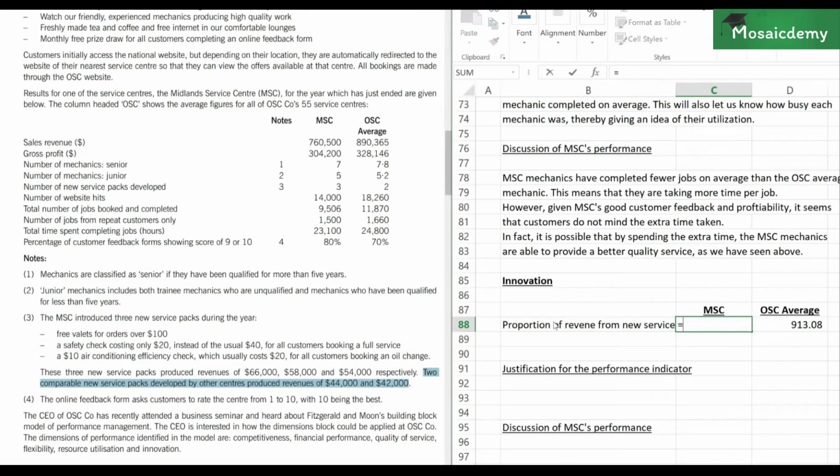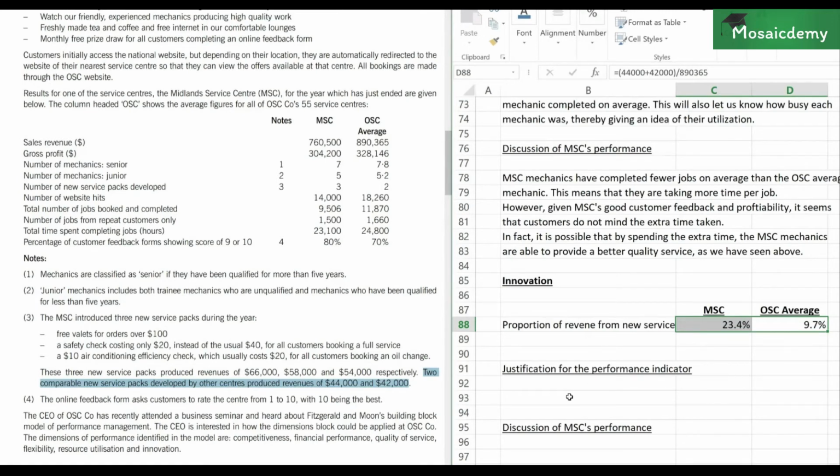So for MSC, there's 3 new service packs, so 66,000 plus 58,000 plus 54,000 over 760,500. So 0.23. It's a percentage. We'll just format this. Let's just calculate it for both. And over here, it's going to be 44,000 plus 42,000 over the revenue of 890,365. So let's just convert these into percentages. Okay.